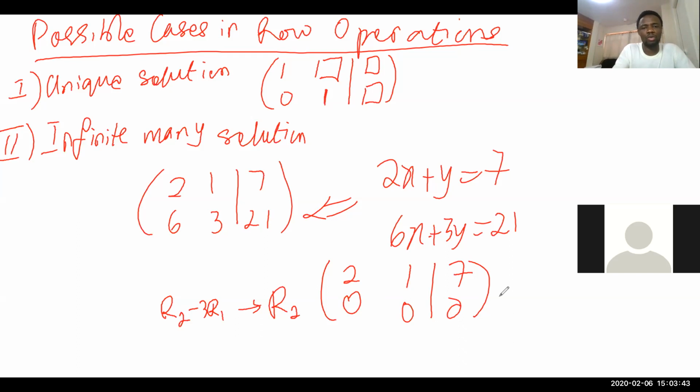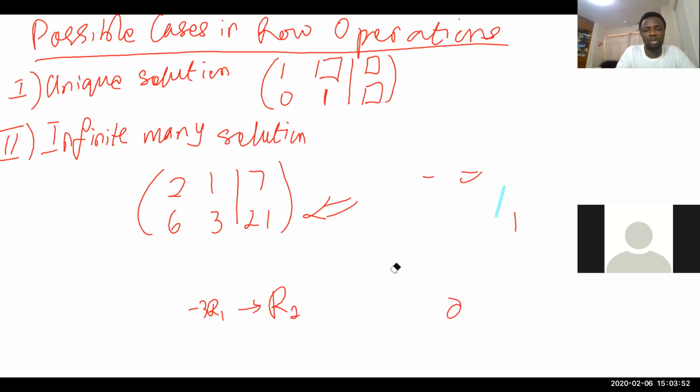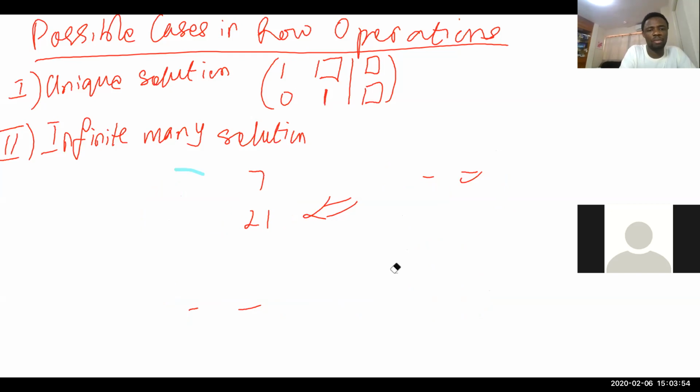So again, we always try to make sure the first element here is 1 because it makes our backward substitution easier. That's the whole idea. So the format for infinitely many solutions is going to be this.